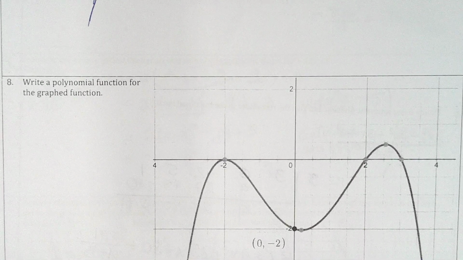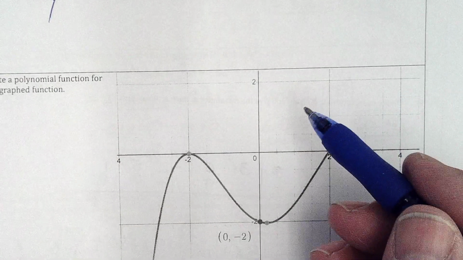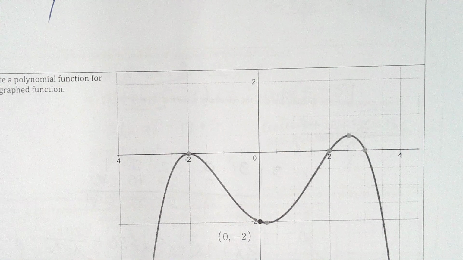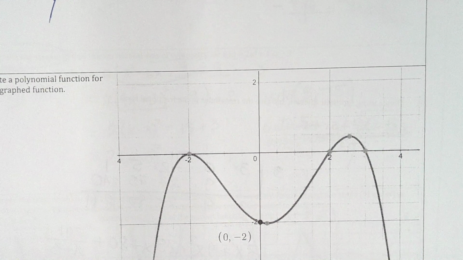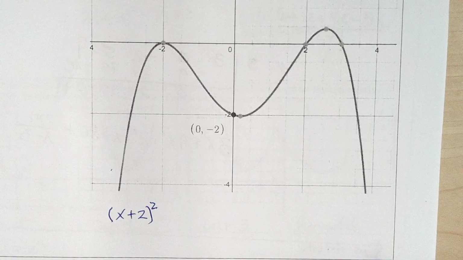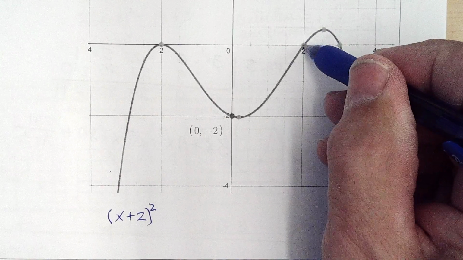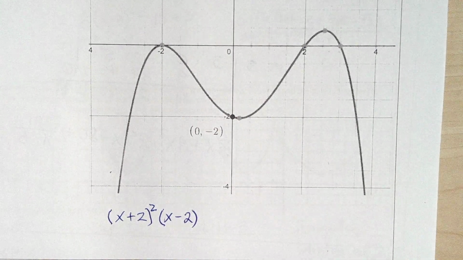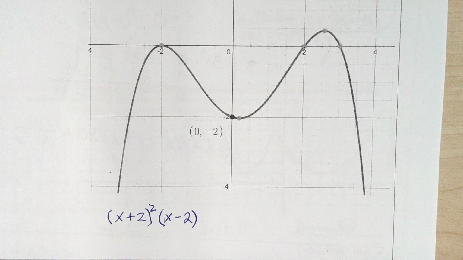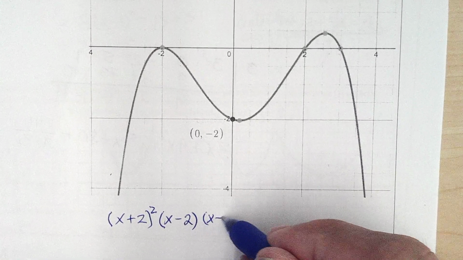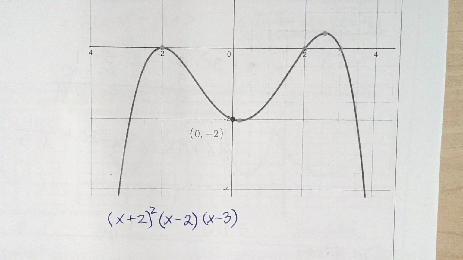And now the final problem. Polynomial. Well, just looking at the graph, it's bouncing at -2. That means x plus 2 must be a factor twice. And it goes straight through at +2, so that means x minus 2 must be a factor once. And it goes straight through at 3, so x minus 3 must be a factor once.